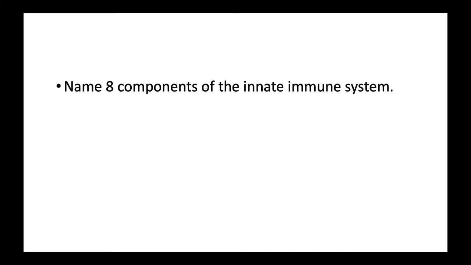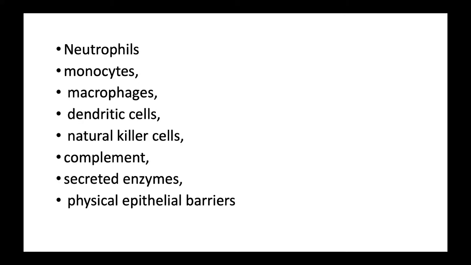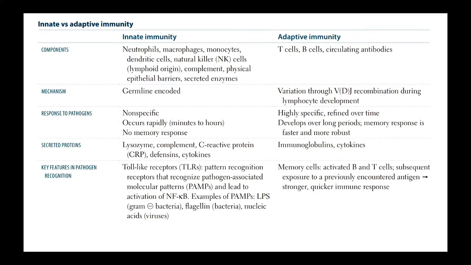So they are asking you about cells of the innate immune system. Can you tell me several? Yes, so there are neutrophils, macrophages, monocytes, dendritic cells, and many others. Natural killer cell is a lymphocyte, but it is part of the innate immune system. And also complement, and even the physical epithelial barrier is part of the innate immune system because it protects us from the invasion of some bacteria or whatever. And you can also see here.